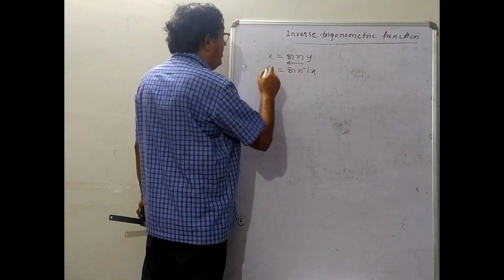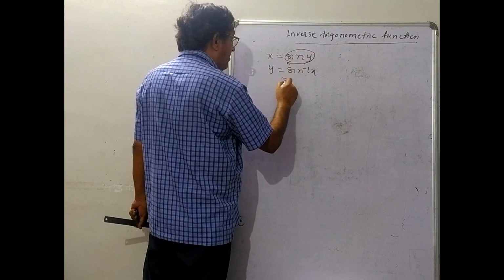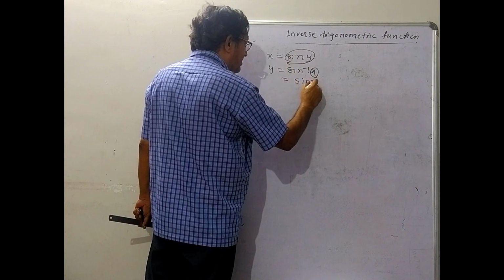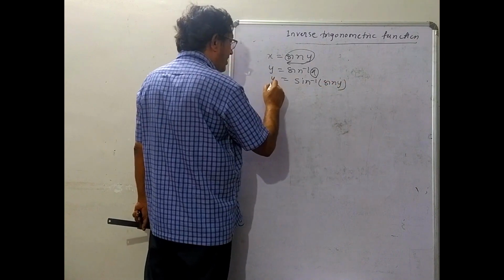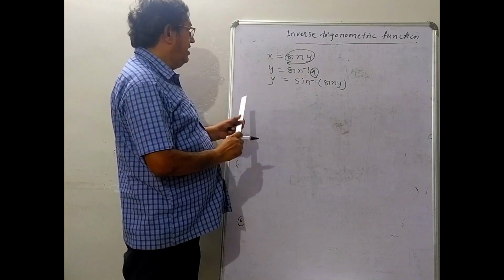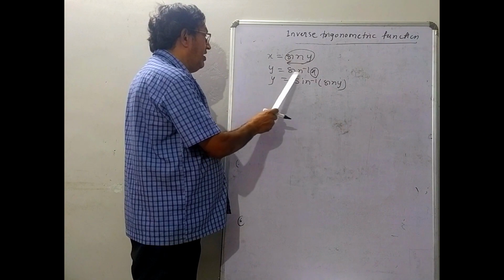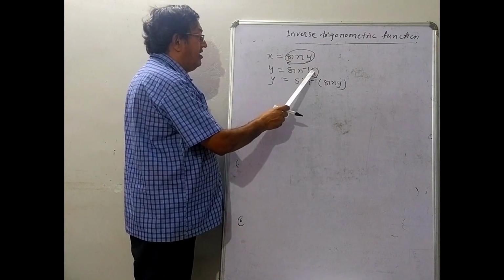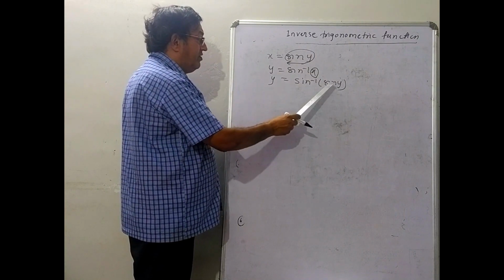But here we can see what is the value of x. x is sin y, so we can replace this x by sin y. So we can write this as sin inverse of sin y. I have taken x is equal to sin y, then by definition of inverse trigonometric function, I have written y is equal to sin inverse of x. But here x is sin y, so this x is replaced by sin y. So it becomes y is equal to sin inverse of sin y.